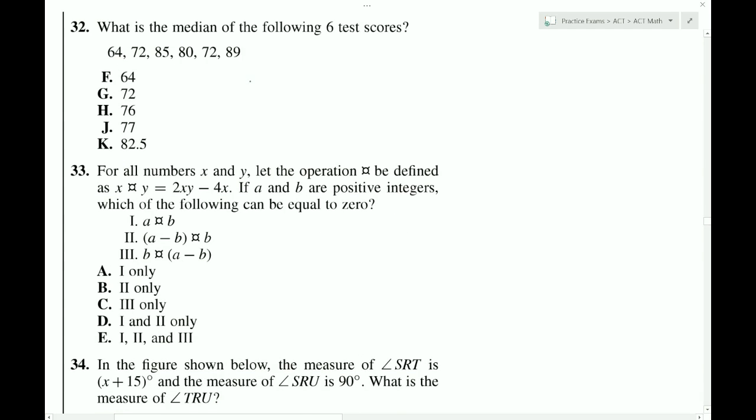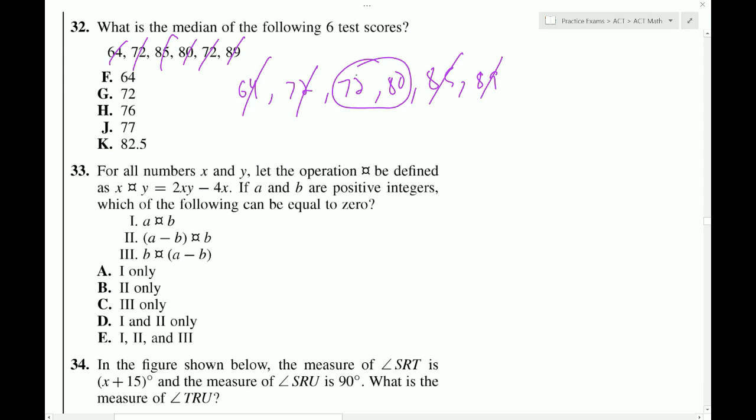What is the median? Okay, so for the median, we have to put them in numerical order. Start with the lowest, then the next lowest, and so on. Good. Now that we have them in order, we can do this trick here. We cross them out until we get either 1 or 2 left over in the middle. Here we have 2, so we have to take an average of those. When you do an average, you add them together and divide by 2.